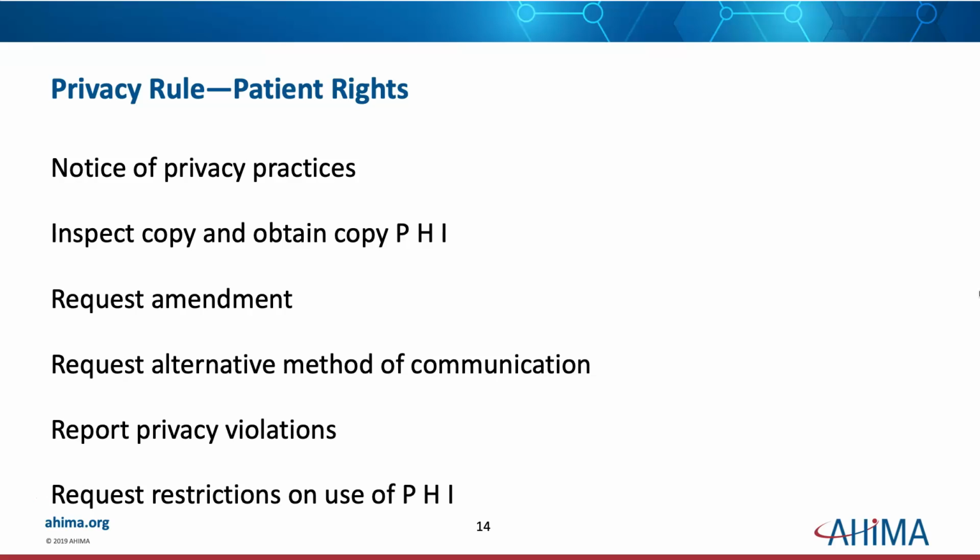Patients have rights under HIPAA's privacy rule. They have to receive a notice of privacy practices. They have to be able to inspect and obtain a copy of their PHI. They have to be able to request amendments. They have to be able to request alternative methods of communication. They have the right to do these things: the right for privacy, the notice, the right to get a copy and inspect that copy of their PHI, the right to request an amendment, the right to have an alternative method of communication.